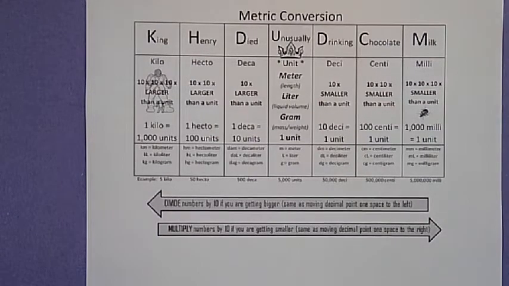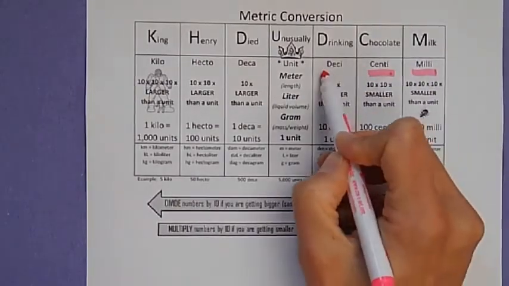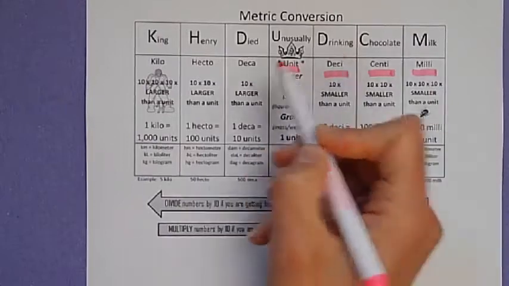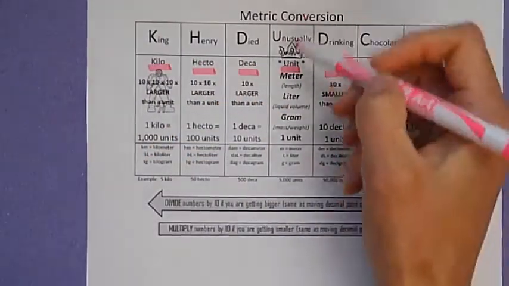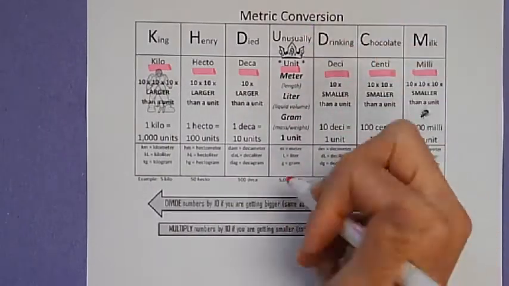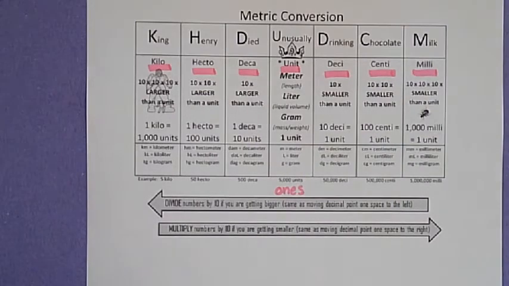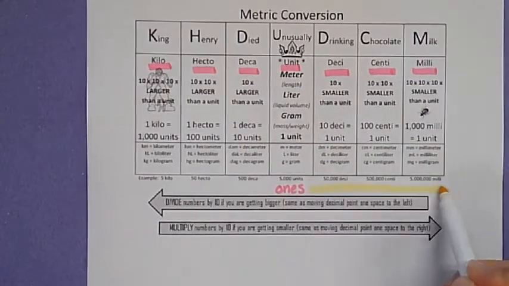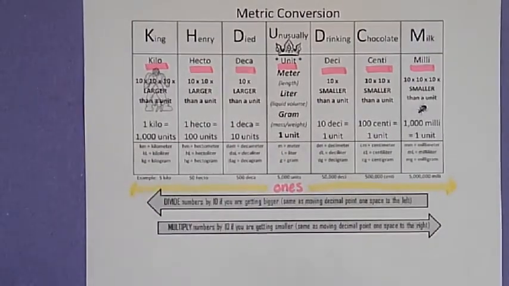So this chart has basically the same categories as your place value chart. So you'll see milli, centi, deci. This is your unit, deca, hecto, and kilo. If we think of our unit as the ones place, we have everything this way is our decimal units, and everything this way is our whole numbers.